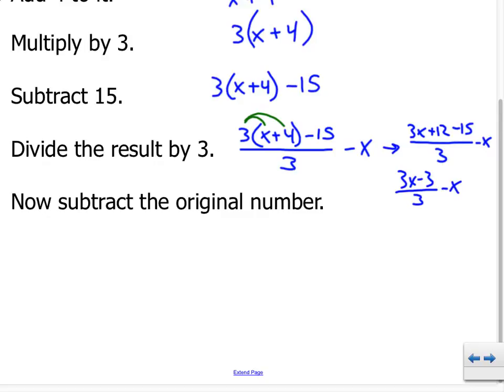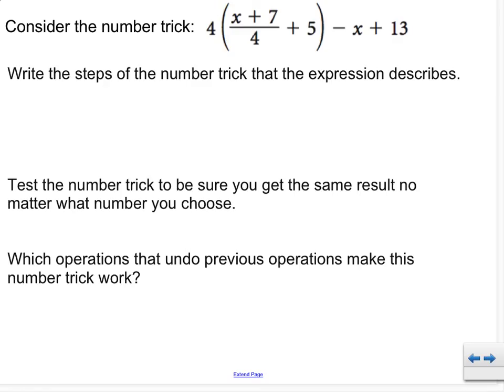Now, in order to divide these, think about dividing 3x by 3. When you divide 3x by 3, you're left with not 3, you're left with x. Likewise, think of dividing -3 by 3. You're left with -1. And then I'm going to bring down my subtract x. Again, combining some like terms, I have a positive x and negative x. So they're going to result in -1. So in this number trick, no matter what number you start with, your answer should be -1. Pretty cool.